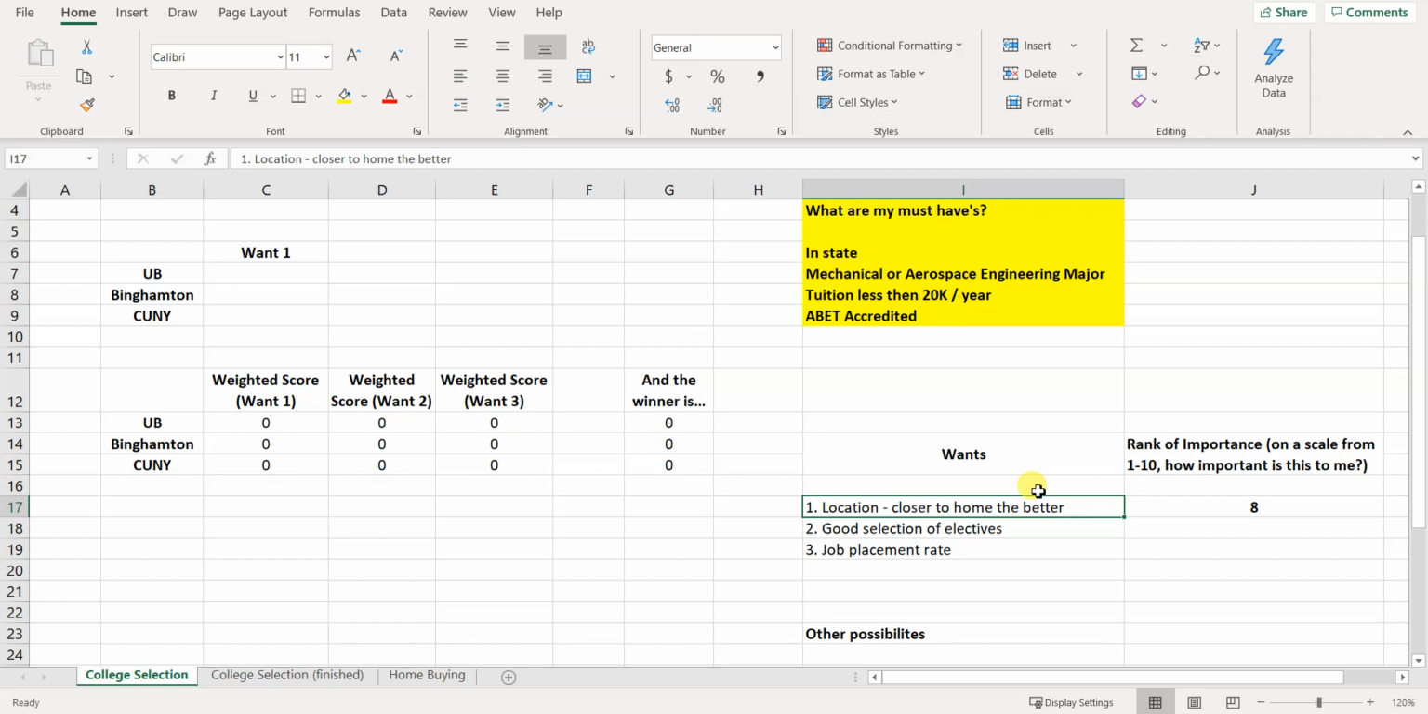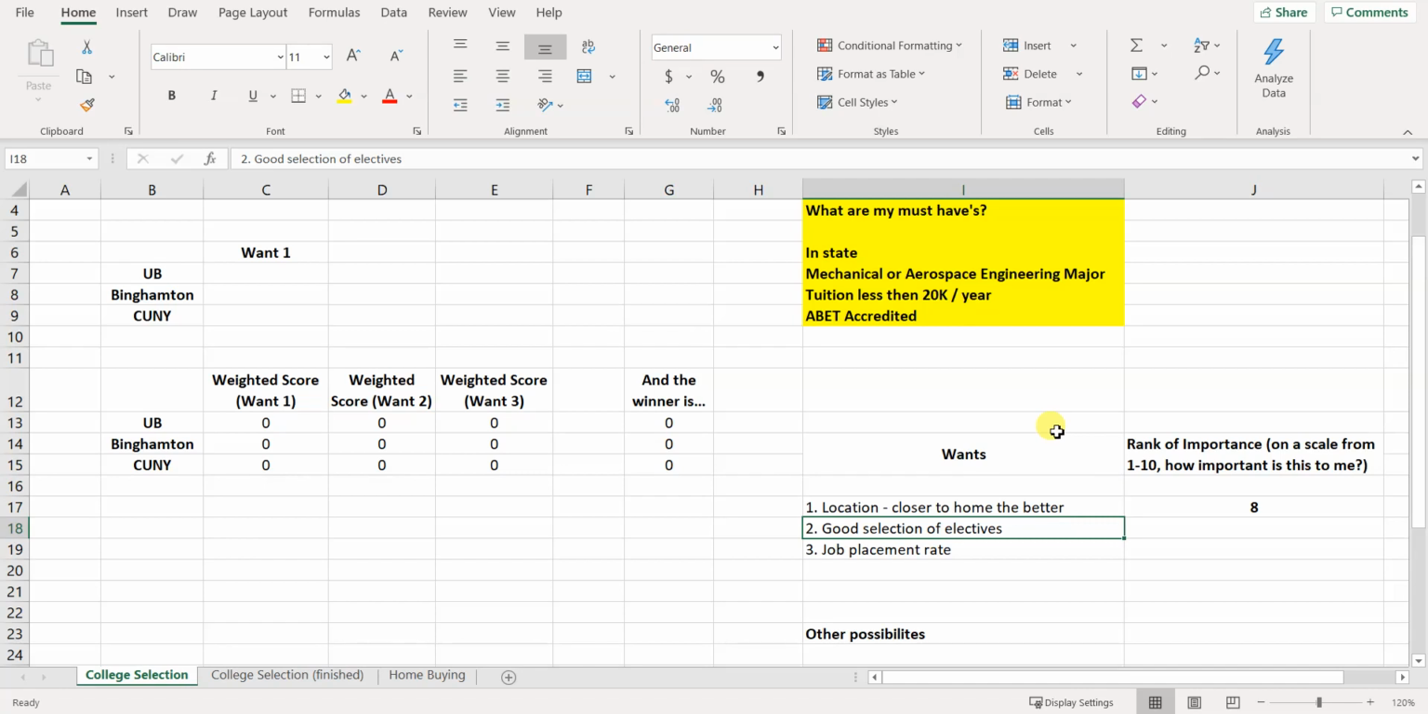Now this next one, good selection of electives. I really had an interest in a lot of different things in mechanical and aerospace engineering. So the biggest thing for me, when we got to that junior or senior level, which is what I was going into, was what are the electives? Because they always let you take a certain amount of electives.